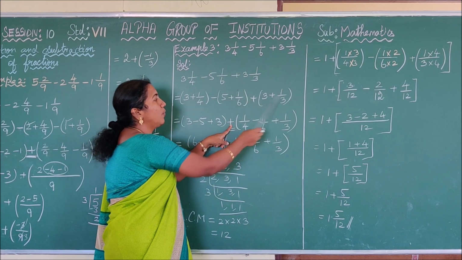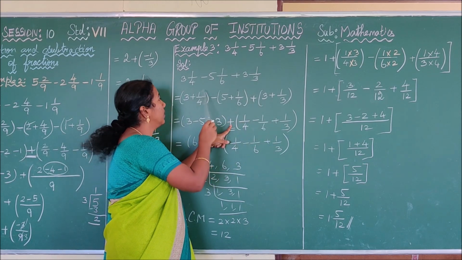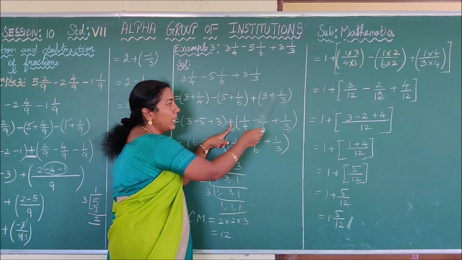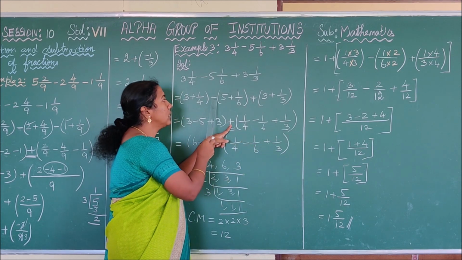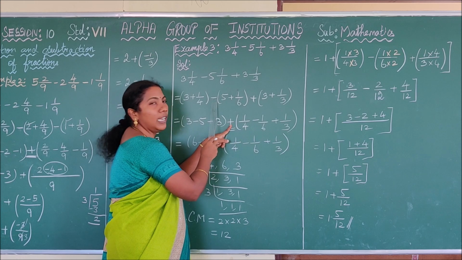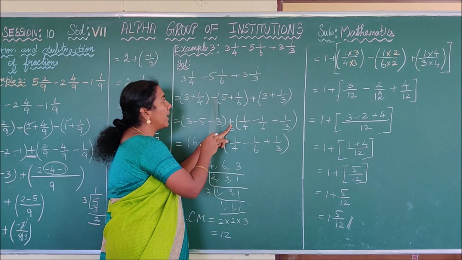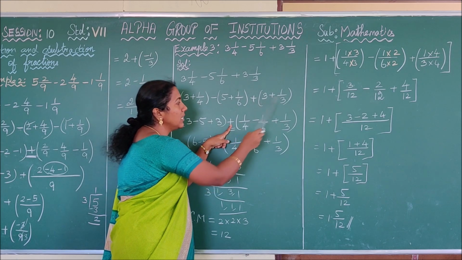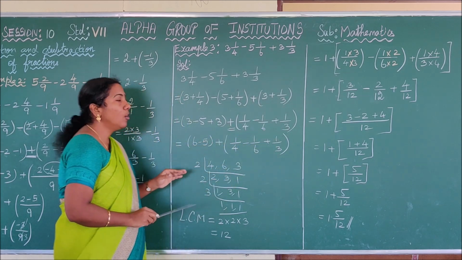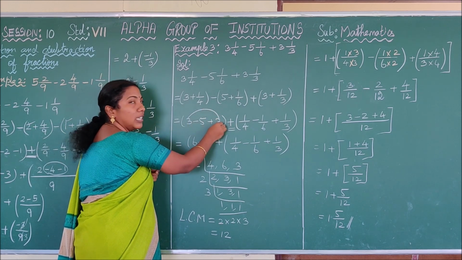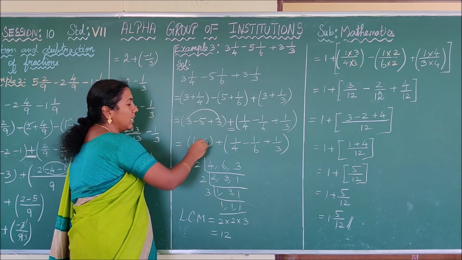Now you have to write the fraction part along with their symbols. 1 by 4 minus 1 by 6 plus 1 by 3. You have to see the symbol outside the bracket and then write the fraction part. See here, 1 by 4 minus 1 by 6 plus 1 by 3. It's clear, children. What is the next step? Add the same symbol, that is plus 3 plus 3. If you add, you get the answer 6 minus 5.